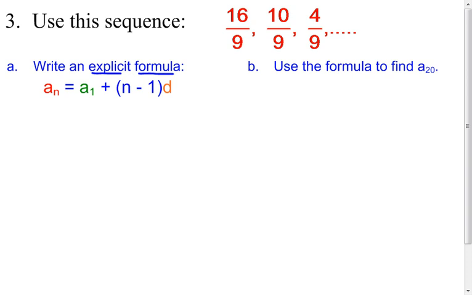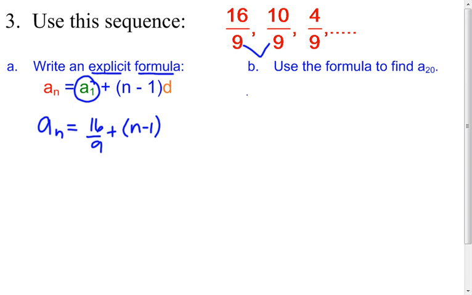Okay? So in order to do that, I am going to use this. You're going to plug in a number for A1, and your A1 again stands for your first term. In this case, my first term is 16/9. I'm not plugging in anything for n because I'm not trying to find a specific term number. I'm only trying to find a formula that will generate any term. Then your common difference is what you have to add or subtract to get from there to there.